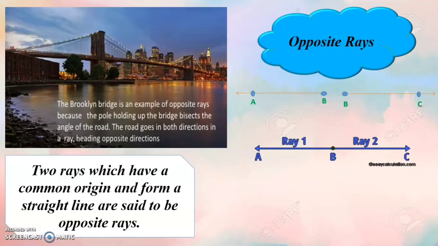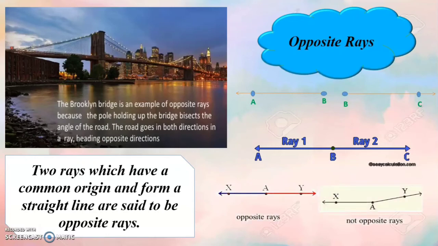Let's see one more example. Here in the first figure, we have two rays, AX and AY, with a common origin or the common point A, and which form a straight line. So, we can term this line as opposite rays.